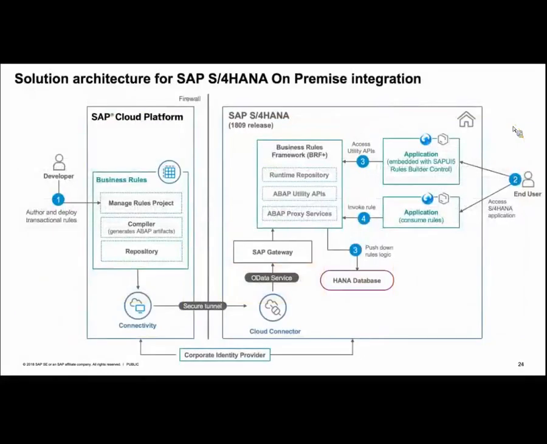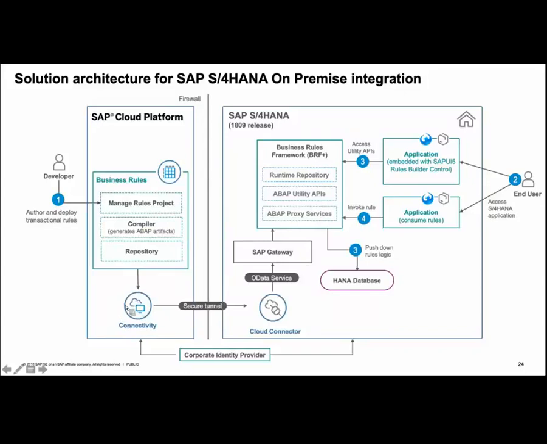Again, a quick solution architecture for S/4HANA on-premise integration. The left side remains the same, where developers manage the rules project to model the rules. Now, because it's an S/4HANA system, an ABAP-based compiler will be triggered, and it will be responsible for generating and persisting the ABAP BRF plus runtime artifact that finally gets persisted in the runtime repository.